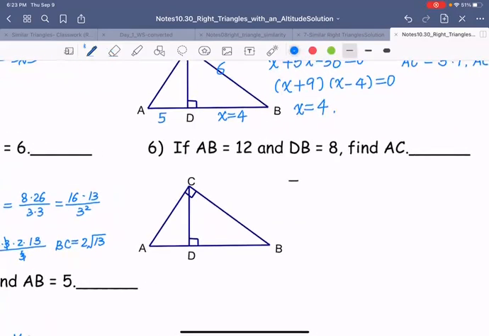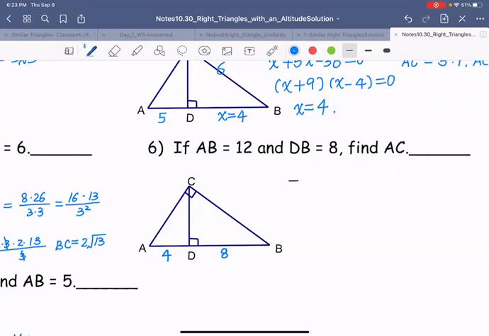AB is 12. DB is 8. So AD is how much? AD is 4. Okay. Now they ask you to get AC. How do we get AC?